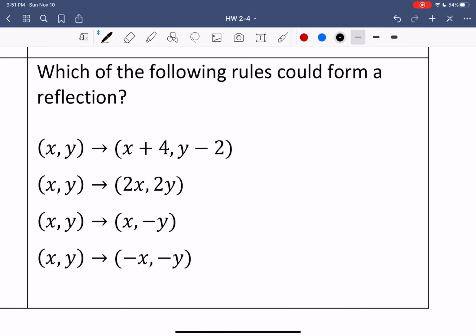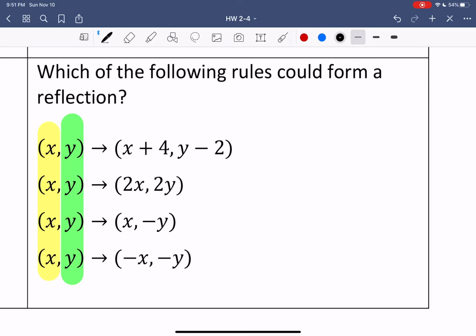So here it says, which of the following rules could form a reflection? So there are rules for each of our different types of transformations. They're all going to look a little bit alike. We have them all starting with our coordinate pair on the left. We have our x and our y. And so then from there, they're telling you what is happening to each of those coordinates.